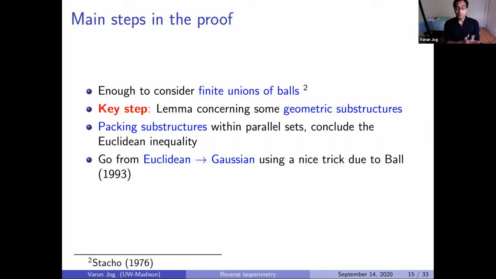And to go from the Euclidean to the Gaussian, there's a very nice trick again in Ball's 93 paper, where he proved the reverse Gaussian inequality for convex sets. So you can use this nice trick to go from the Euclidean setting to the Gaussian setting, and you can get a bound in the Gaussian setting. Okay.